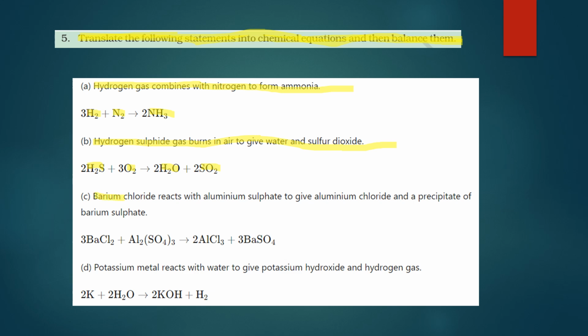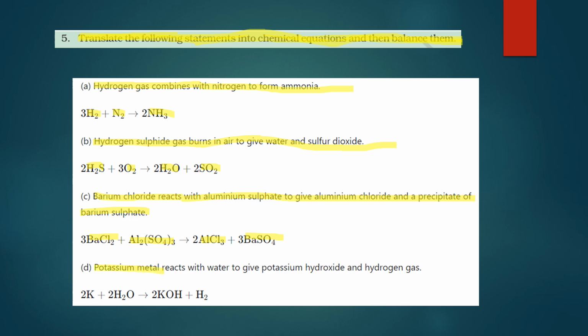Next is, barium chloride reacts with aluminium sulfate to give aluminium chloride and a precipitate of barium sulfate. So barium chloride, BaCl2, reacts with aluminium sulfate, Al2(SO4)3, to give aluminium chloride, AlCl3, and BaSO4, that is barium sulfate. Again, we have to balance this out.